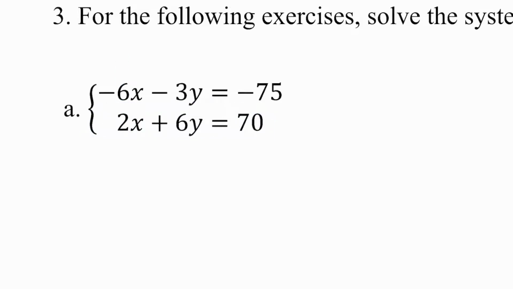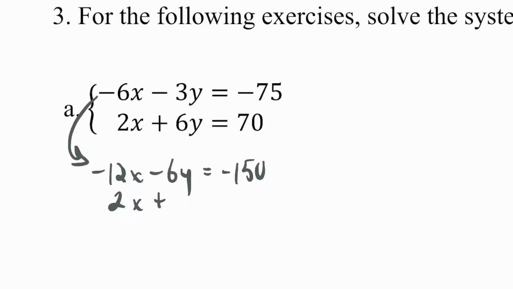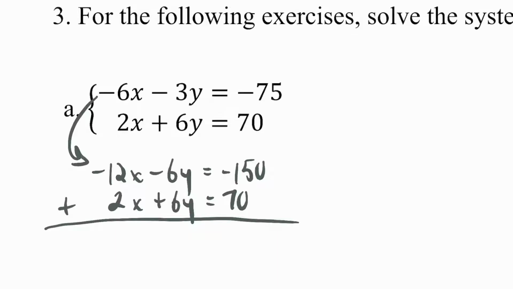I'm going to start with taking the top equation, and I'm going to multiply by 2 on every term as I write it down. So negative 12x minus 6y equals negative 150. And then I'll just copy the other equation below that. And then I'll put a big line, and I just add down.